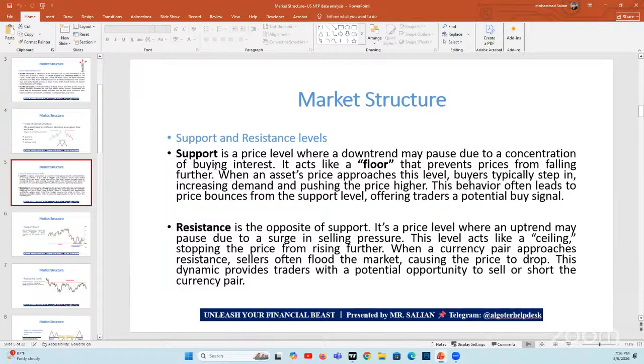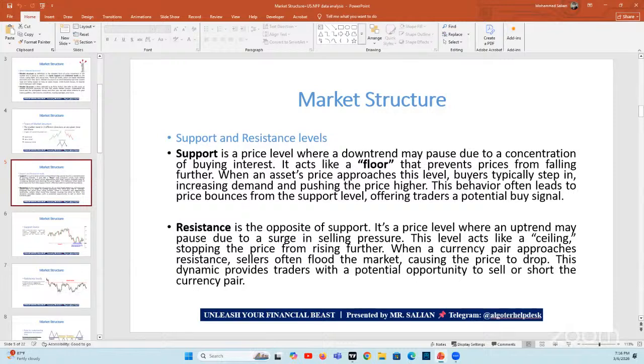Support is a price level where a downtrend may pause. Support means it's acting like a floor or a ground. So it's on the downtrend. Price is going down, and it will hit such a support level and may pause due to a concentration of buying interest. Yes, buyers are there. They are putting their orders there, and that's why price cannot go lower. So it acts like a floor that prevents prices from falling further.